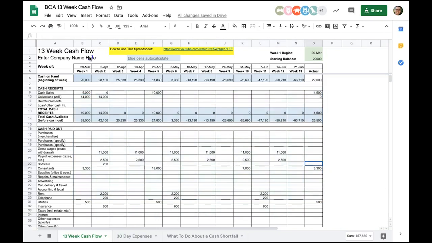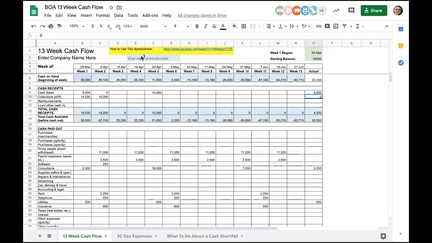At the end of every week, so after week one passes, what we're going to do is update this. That means we're going to come in here, we're going to do the actual performance. So we started out with 22,000. We had estimated we were going to get 5,000 in cash sales. We didn't. We only got 4,500, so we're going to put that here. We estimated we were going to collect 14,000, and we didn't, so we put that here. So you can see already our projections were way too optimistic.